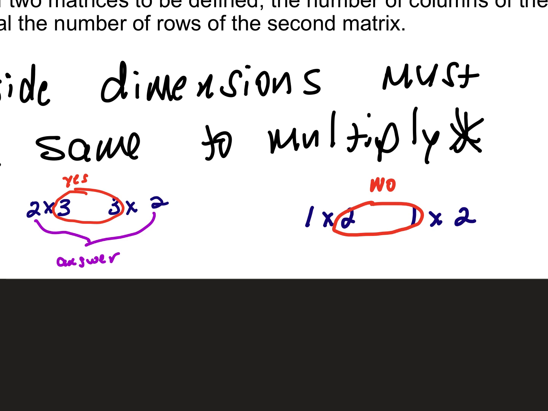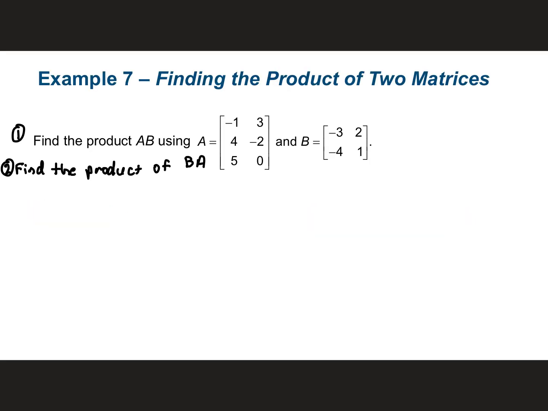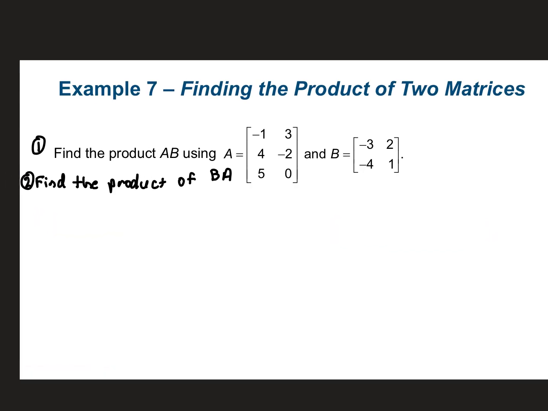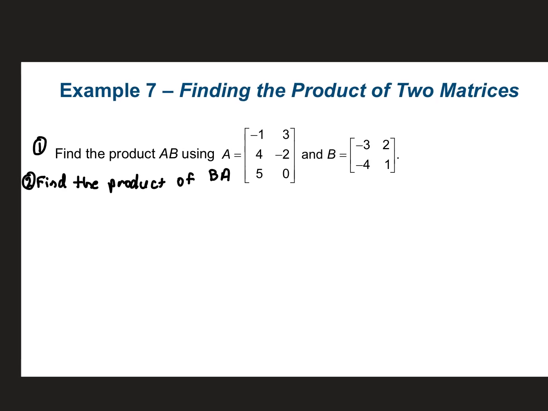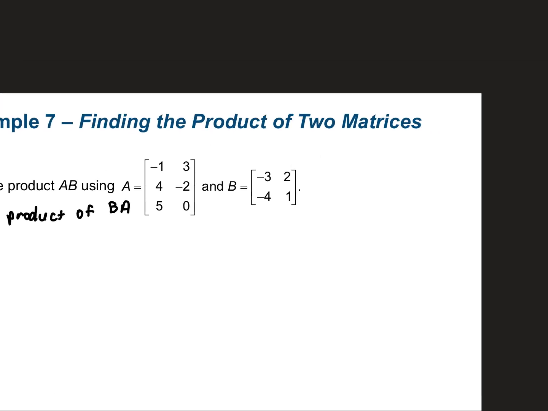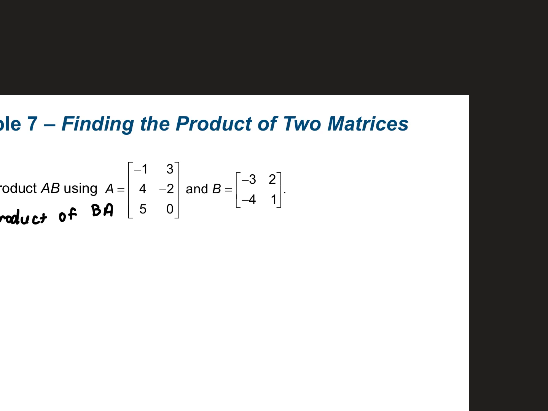Multiplication is a little different from addition. So if we look at a question like this, it says find the product of A and B. Product means multiply. And then the bottom one says find the product of B and A. Well, guys, multiplication that we're used to. What is 3 times 2?